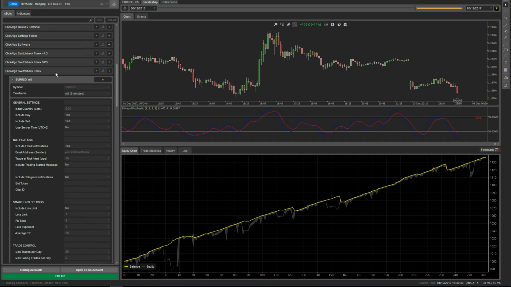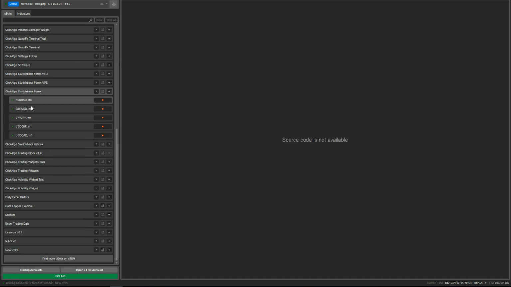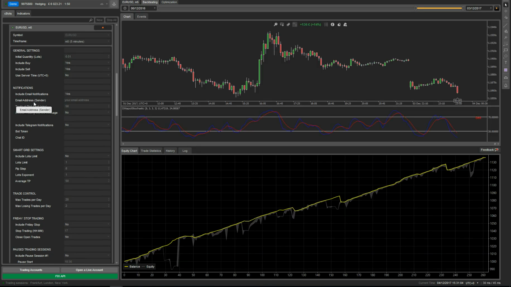So let me just quickly show you the Euro USD and the GBP USD that we can download these parameters from our website. These have consistently given good back test results and real-time forward test results without any configuration. So you don't have to change any of the parameters.